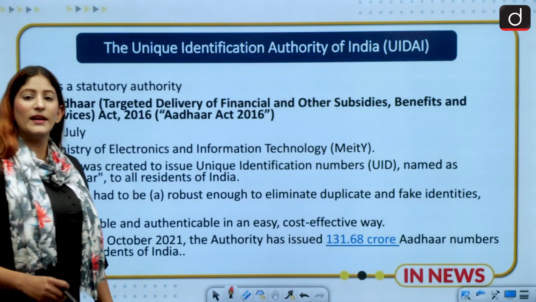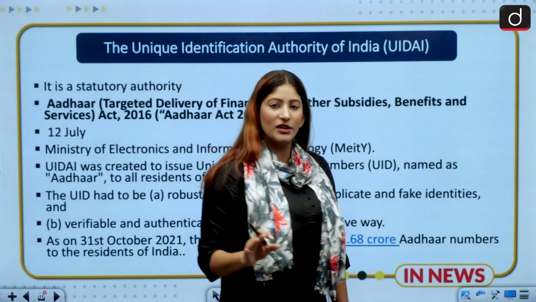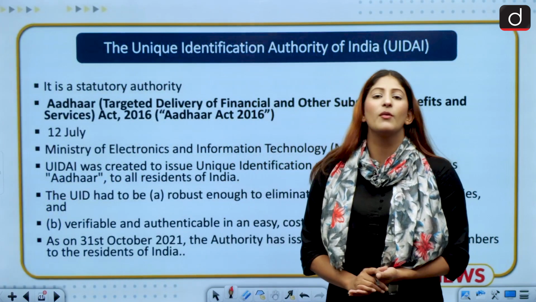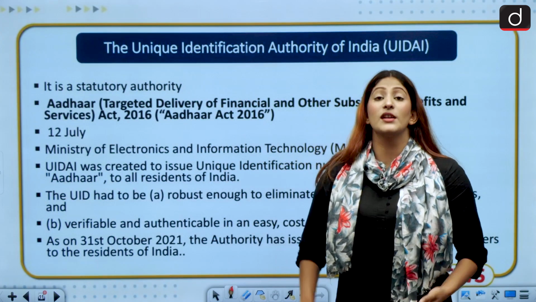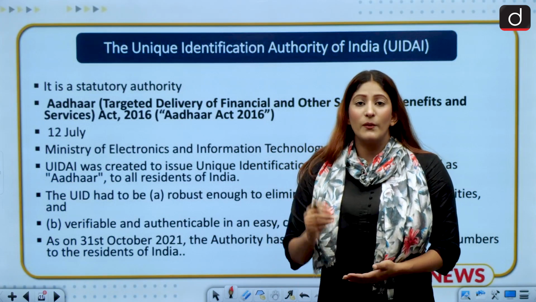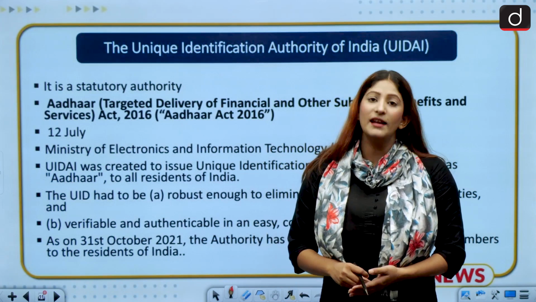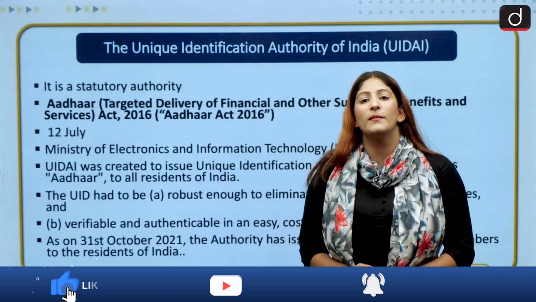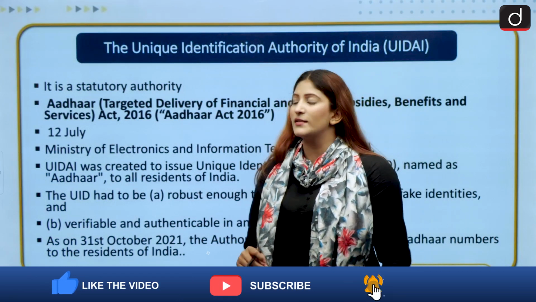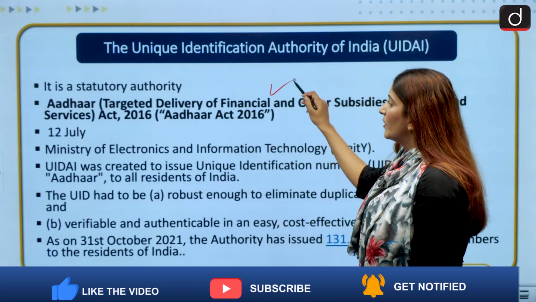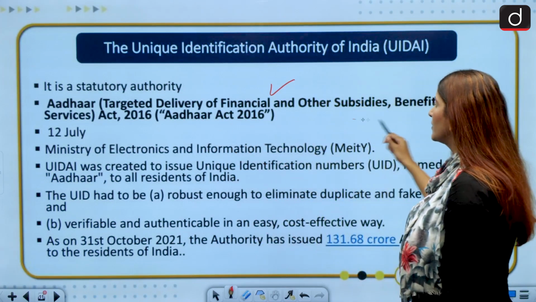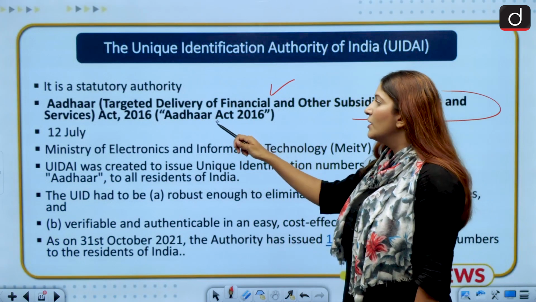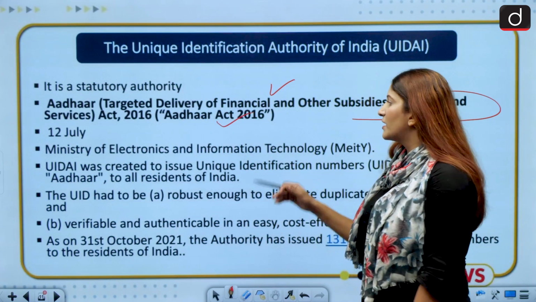Now let's talk about UIDAI. Although it's a statutory body, it came into being as a statutory body in 2016 only, but before that it was in existence. So tell me in the comment section in which year UIDAI came into existence, and I will take the names of those who have answered it correctly. It's a statutory body, and it became a statutory body under the Aadhaar Targeted Delivery of Financial and Other Subsidies Benefit Services Act of 2016, which is also known as Aadhaar 2016.